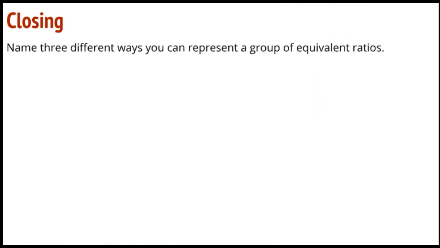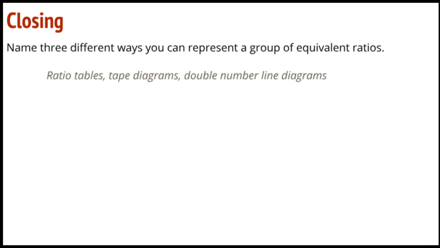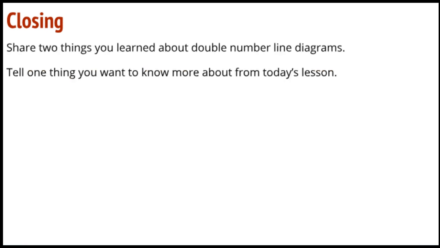All right, so 3 different ways we can represent a group of equivalent ratios. So our strategies are extending here. Hopefully in your brain you're thinking, okay, I could do a ratio table. That's kind of our favorite go-to thing so far. But hopefully you also thought to yourself, hey, I can do a tape diagram. Because remember, we've done tape diagrams of equivalent ratios. And then hopefully you are starting to see some power in double number lines. So these are some things for you to think about. Two things you learned about double number lines, and one thing that you would like to know more of.